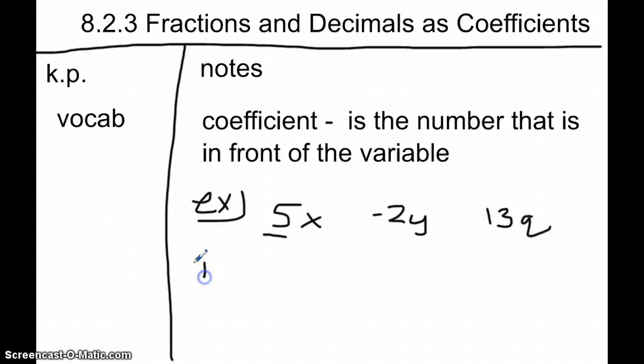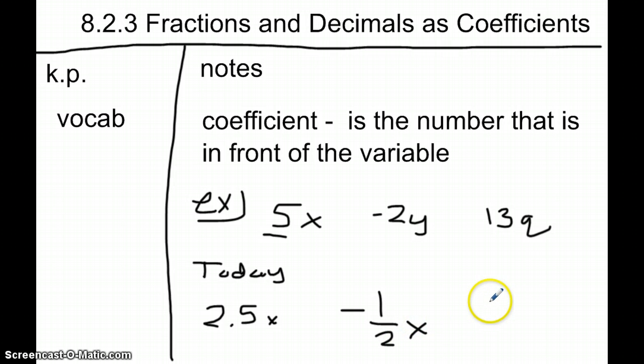Okay, and what we're studying today is they're not going to be whole integers like that. They're going to be decimals and fractions. So like 2.5x or negative 1/2 x or 2/5 y, things like that. So the coefficients today are not going to be whole numbers. They're going to be fractions, or they're going to be decimals.